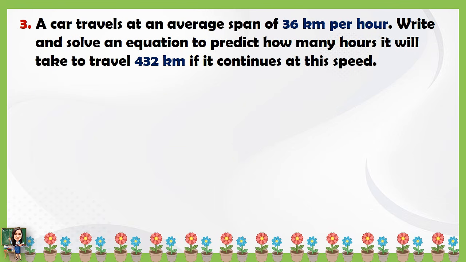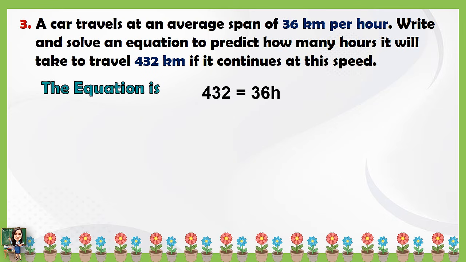Number 3. A car travels at an average speed of 36 km per hour. Write and solve an equation to predict how many hours it will take to travel 432 km if it continues at this speed. The equation is 432 equals 36h. H represents the time or hour.